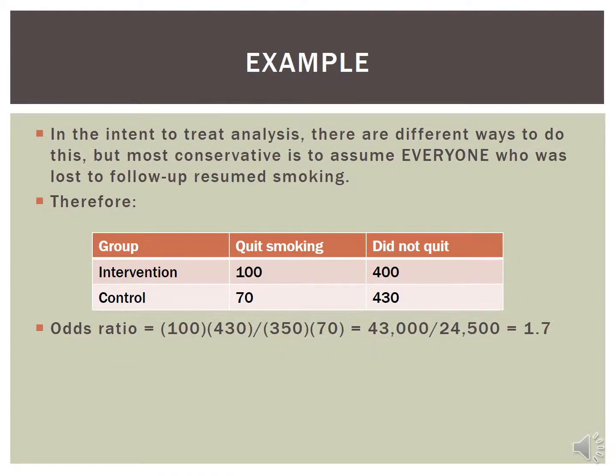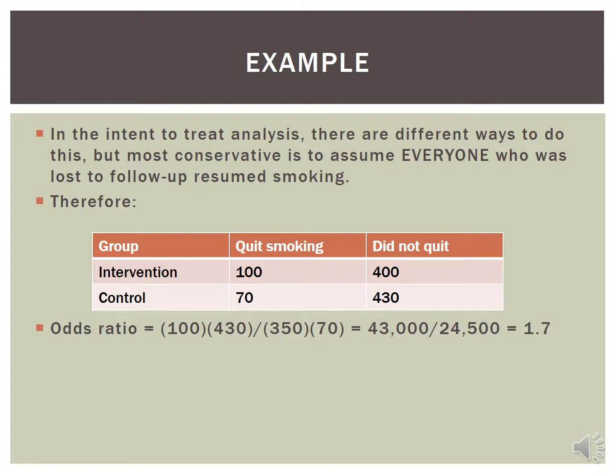This is the intent to treat analysis. So there are different ways to deal with this, but the most conservative assumption is to assume that everyone who was lost to follow-up resumed smoking. So we put them all in the did not quit group. So the quit smoking column is the same, but the did not quit column has more people in it because we added 100, and then we also added 30 people from the control group, okay?